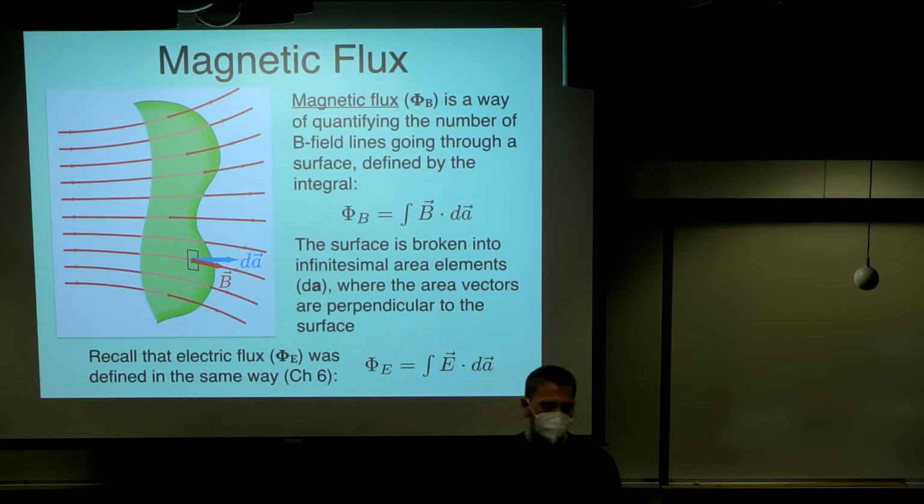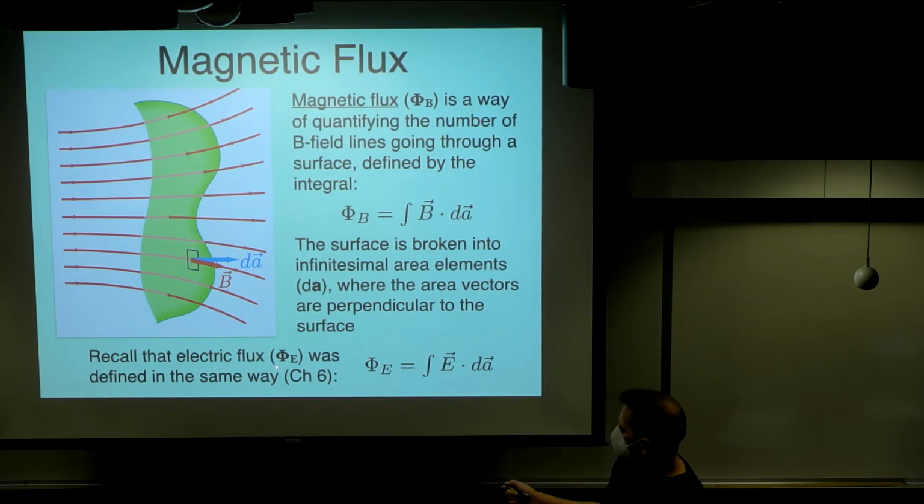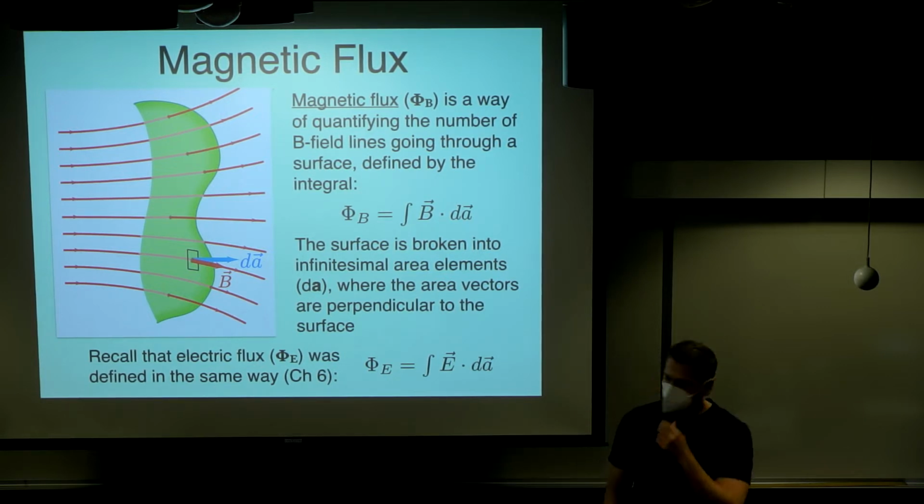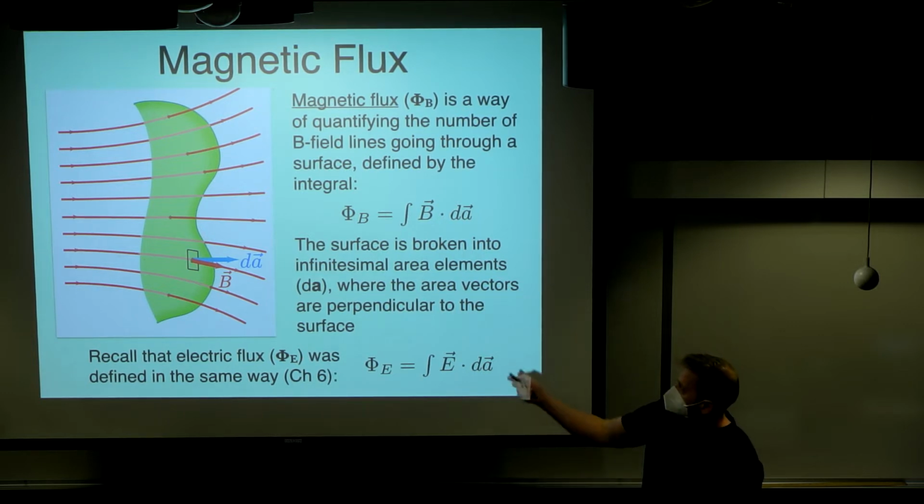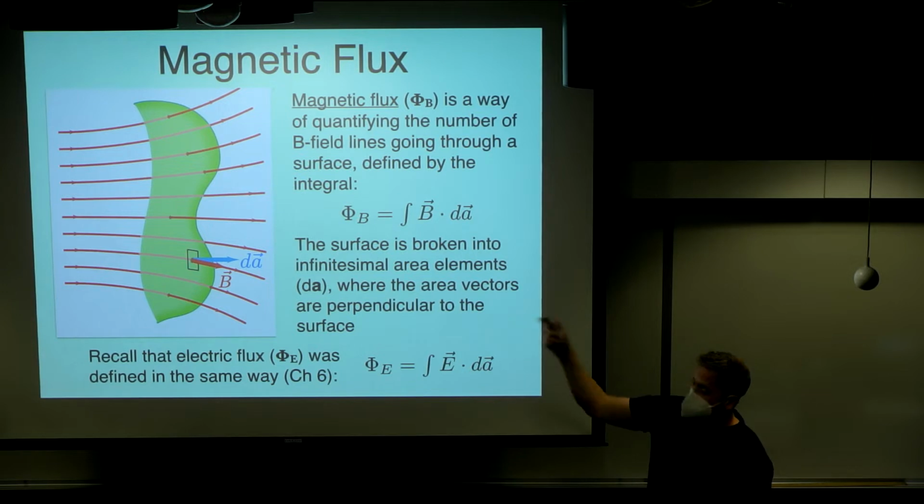So flux is relative to some surface that you define. If I have a lot of B field lines going through that surface, then I have a large amount of flux, okay? If I have no B field lines going through a surface, then I have zero flux. That's the basic idea. And the definition is pretty much the same as with electric flux. So we use capital phi to denote flux. For electric flux, we'll put the subscript E. For magnetic flux, we'll put the subscript B.